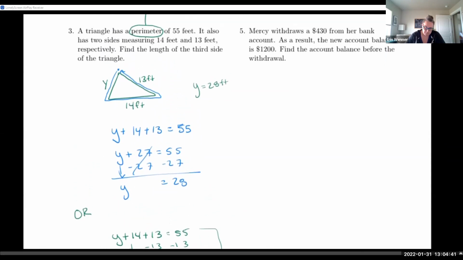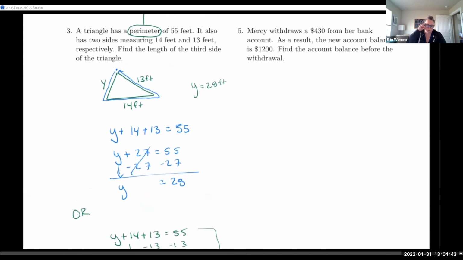All right. So Mercy withdraws $430 from her bank account. As a result, the new account balance is $1,200. Find the account balance before the withdrawal. So I'm going to let you try this one on your own. Define your variable, write an equation, and solve it. You only have to send me your answer, what you get for your variable, okay?